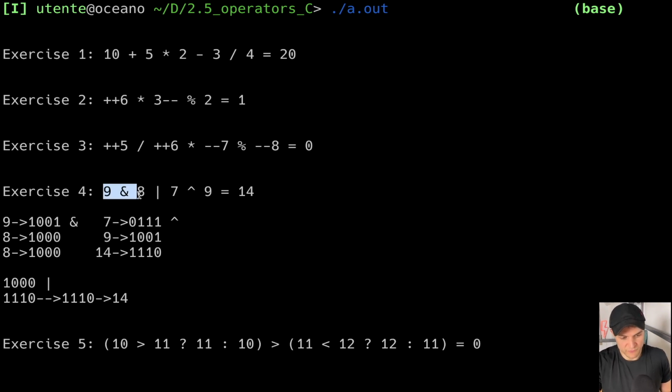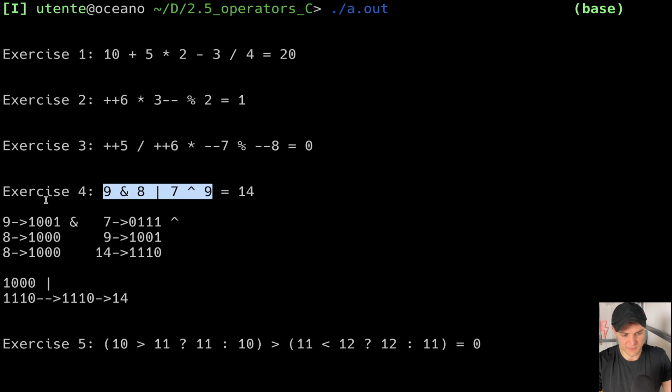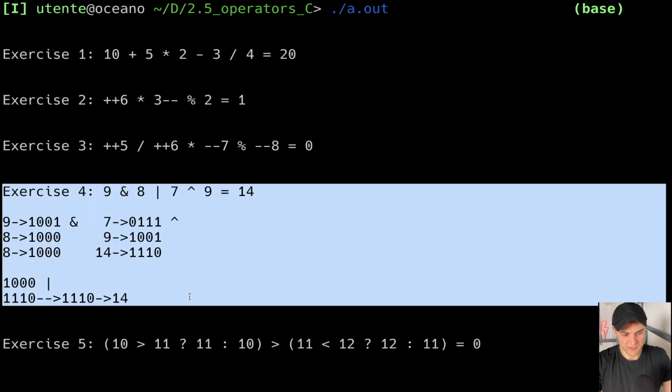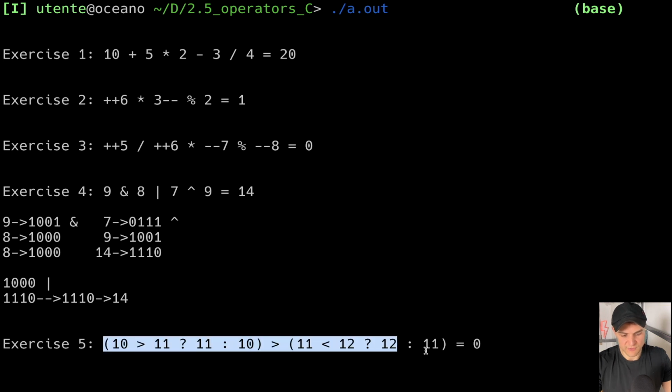So here I have 9 and 8 or 7 XOR 9. Just watch the bitwise operations that we have. As you can see, they have different precedence. And try to resolve this riddle by yourself. Exercise 4. Here you have all the binary configuration of all the numbers to ease the comprehension of these bitwise operations. Then in exercise 5, we have these ternary operators.